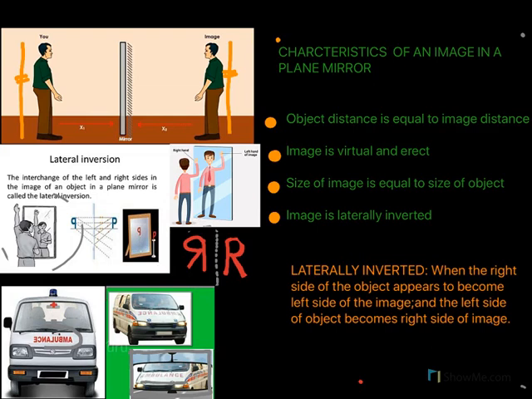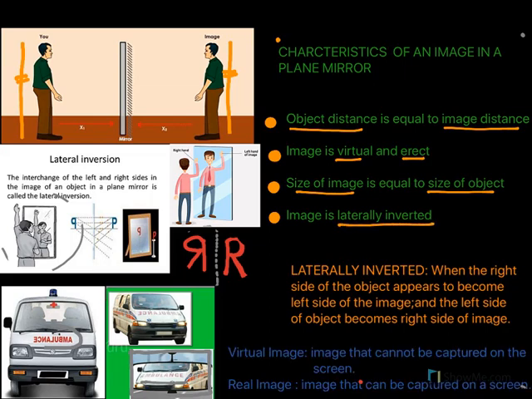Let us go over the characteristics of a plane mirror. Object distance is equal to image distance. The image is virtual and erect. The size of the image is equal to the size of the object, and the image is laterally inverted.